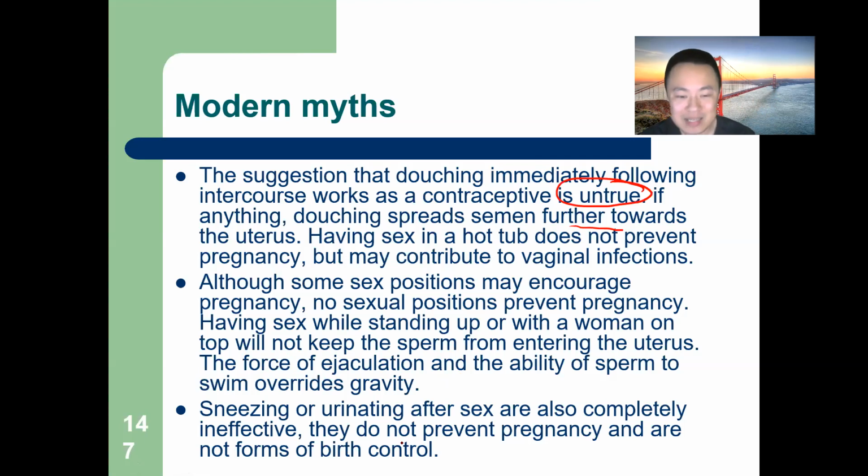Okay. Sneezing or urinating after sex are also completely ineffective. Sneezing clears out your nose. Urinating clears out the urethra, but it has nothing to do with the vaginal canal. They do not prevent pregnancy and are not forms of birth control. I have no clue where people got the idea that urinating after sex would do that, especially when the urethral orifice is not inside the vaginal canal. It's completely offset from that. I don't know. It just boggles my mind.